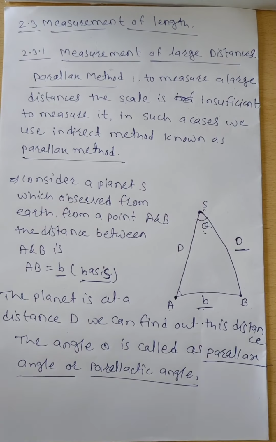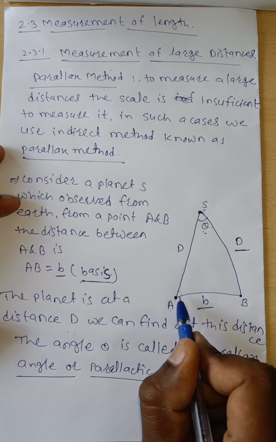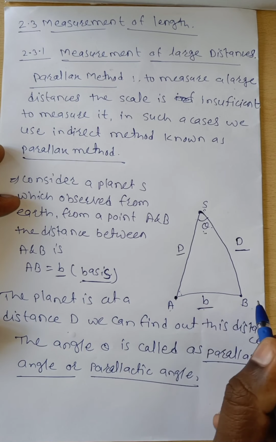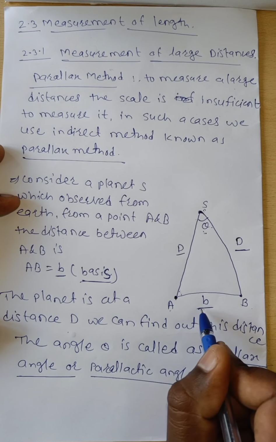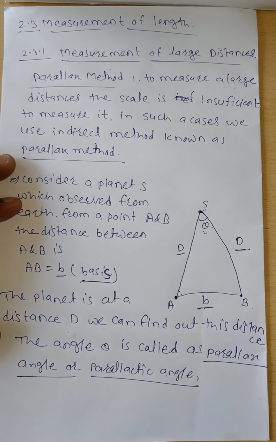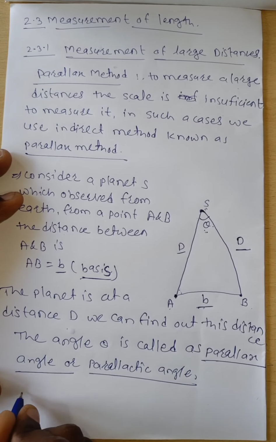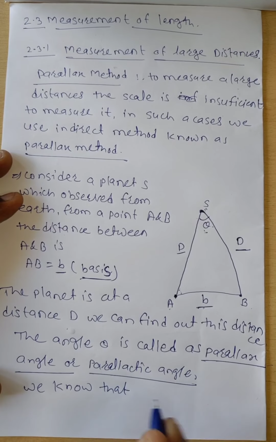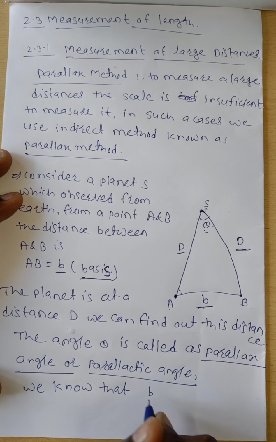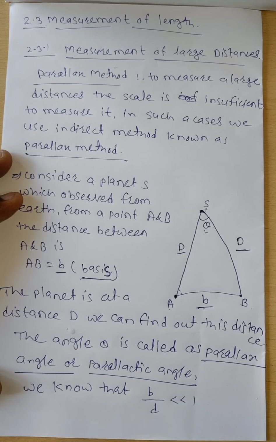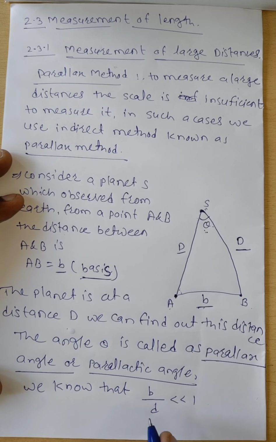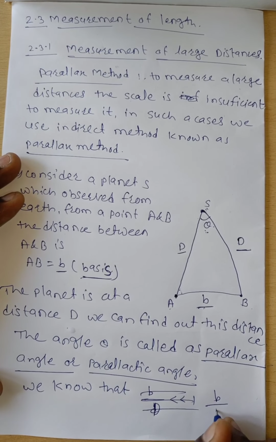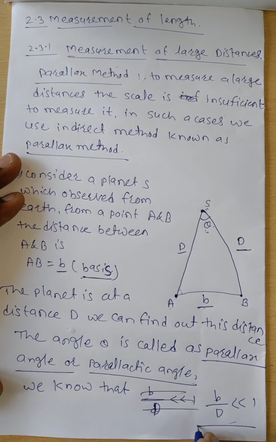Now in that case what happens? From A to S the distance is D, and the distance between observers A and B is b. We know that D is very large, therefore b by D is very much less than 1.